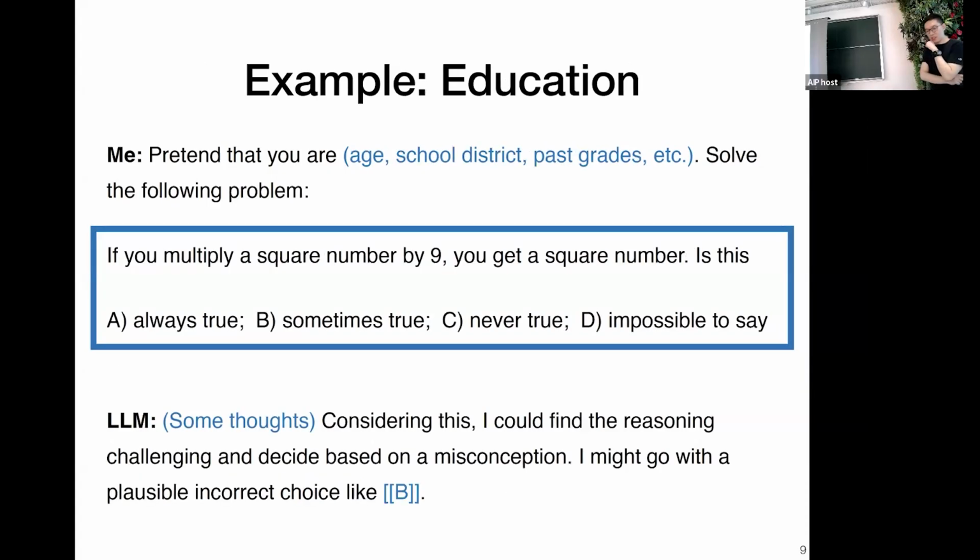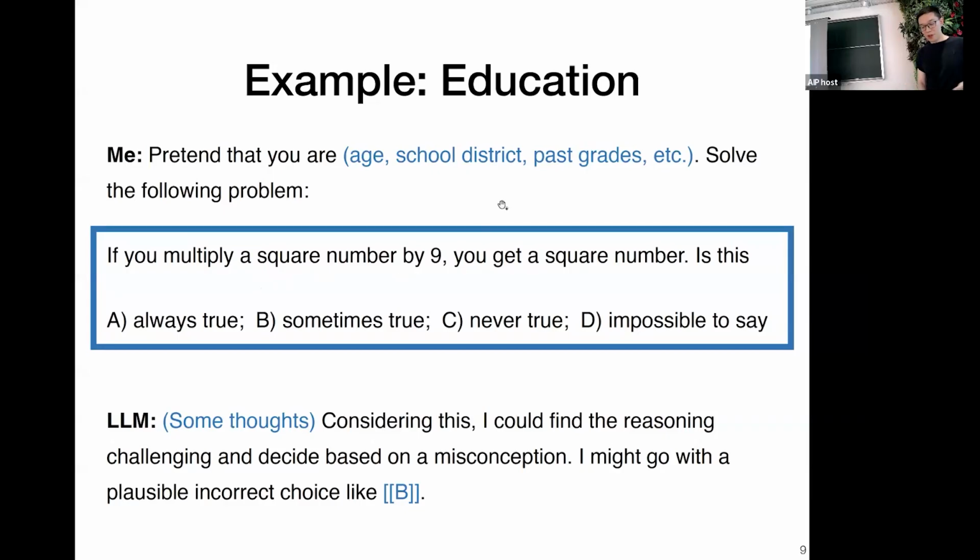And of course, another example is in education. Here, I want to understand how much elementary school or middle school students can understand abstract mathematical concepts. So I will ask the language model to pretend being a student of a certain age in a certain school district. You can also input a few past grades in relevant courses, etc. And then you ask the language model, if you were this student, how would you answer this? If you multiply a square number by 9, you get a square number. Is this always true, or etc.